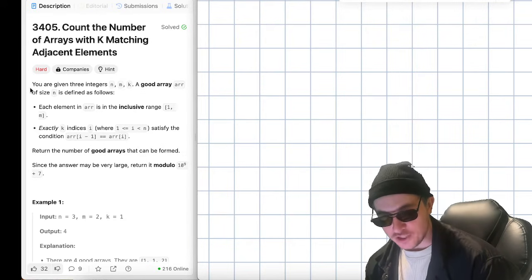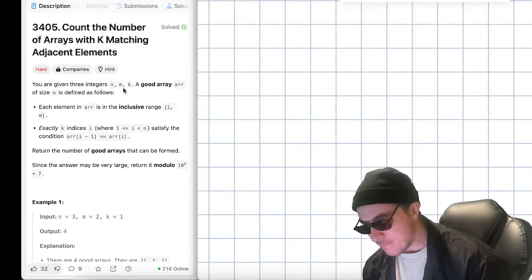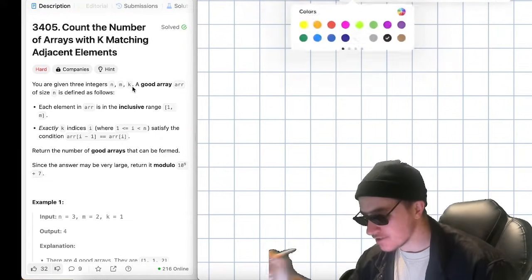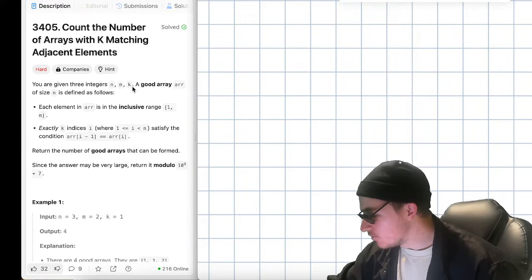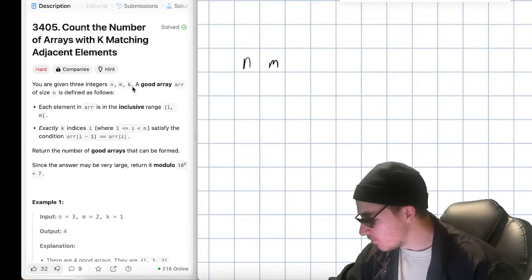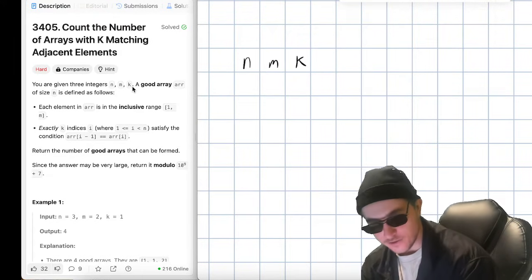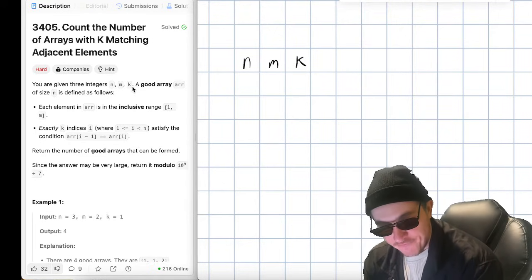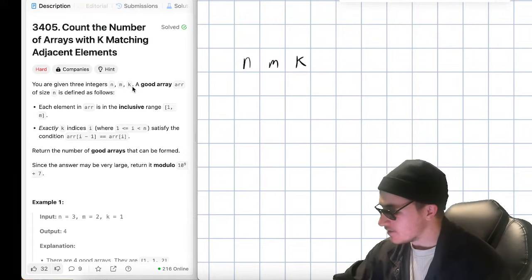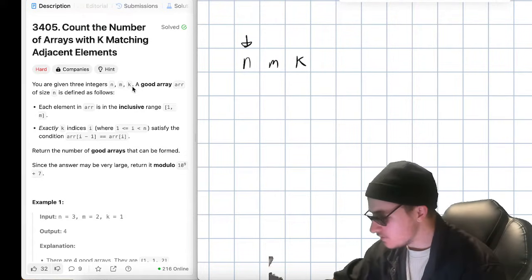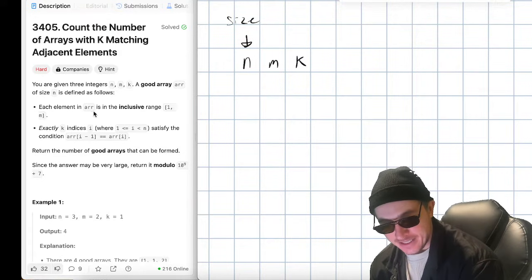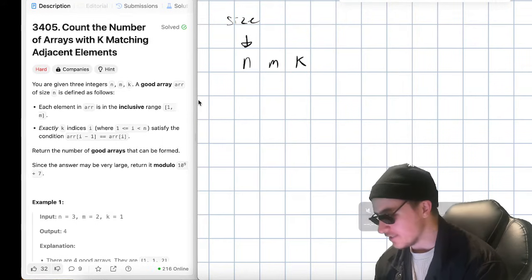Okay, so within this problem, you're given three integers, n, m, and k. Okay, so just to use this expensive tablet, that's not that expensive, we have n, we have m, and we have k. Okay, so what do those things do, my guy? A good array is defined as the following. It's of size n. Okay, so this is the size of the array. I guess that's good to note. All right. Each element in the array is in the inclusive range from 1 to m.